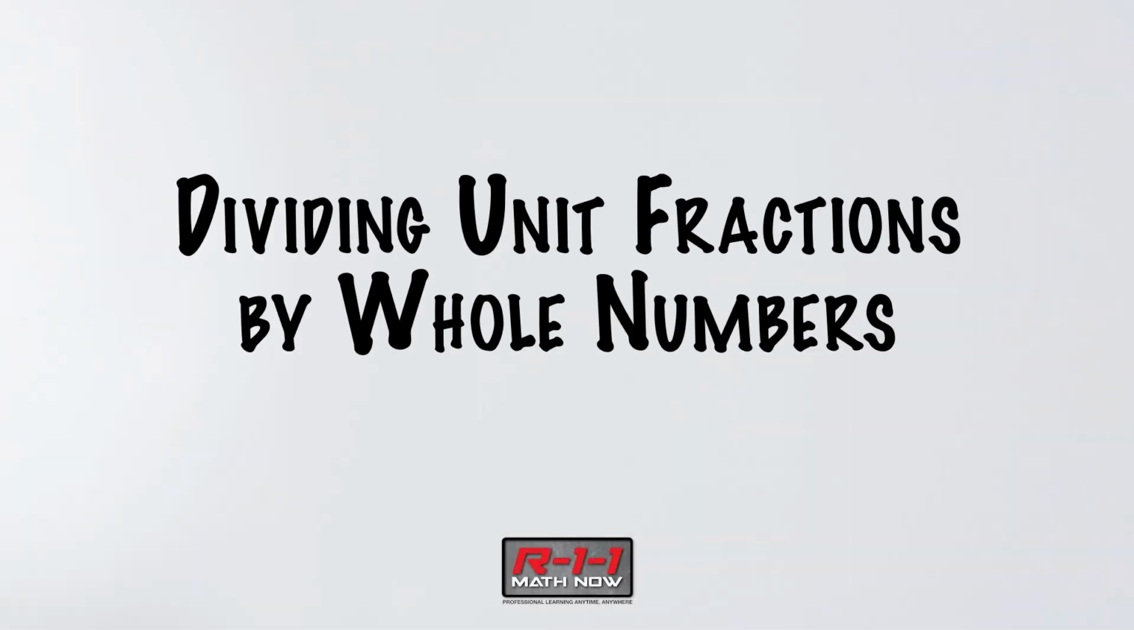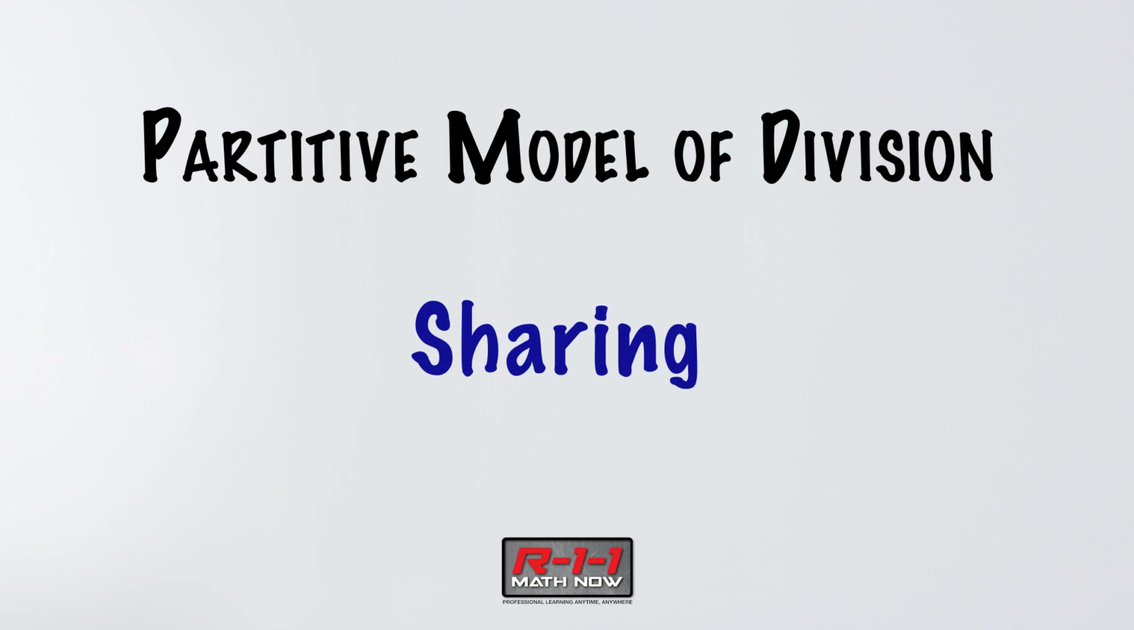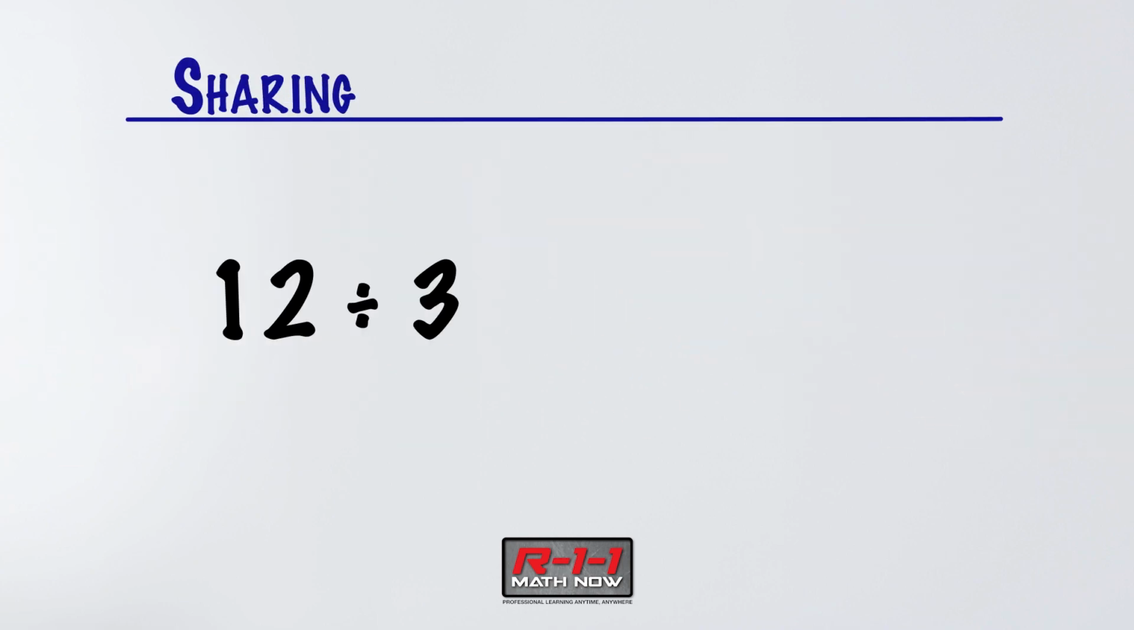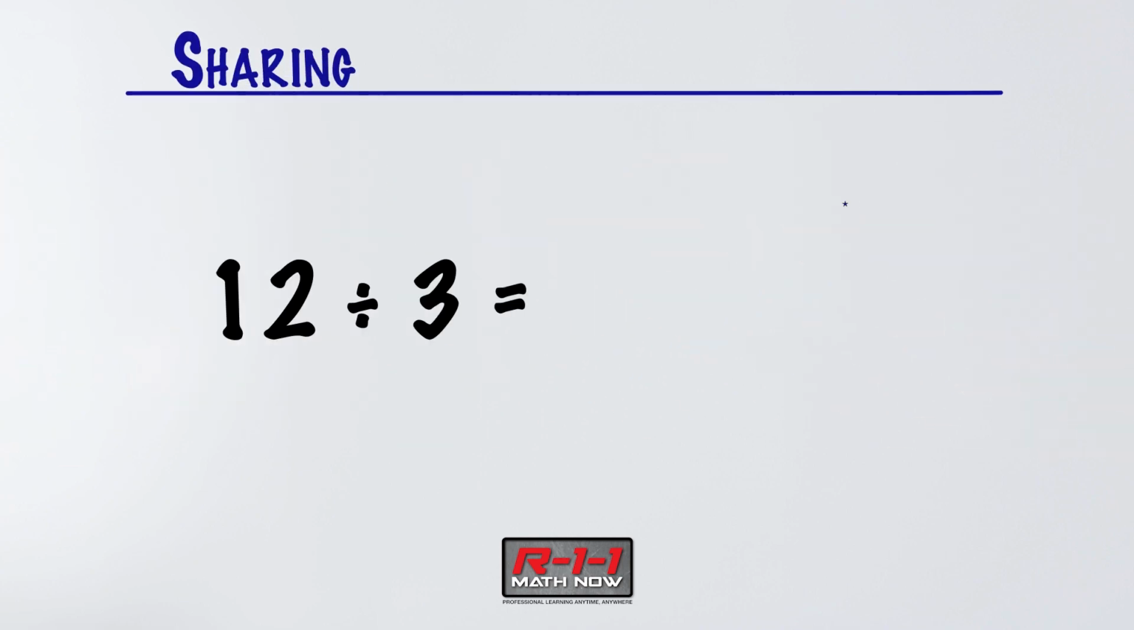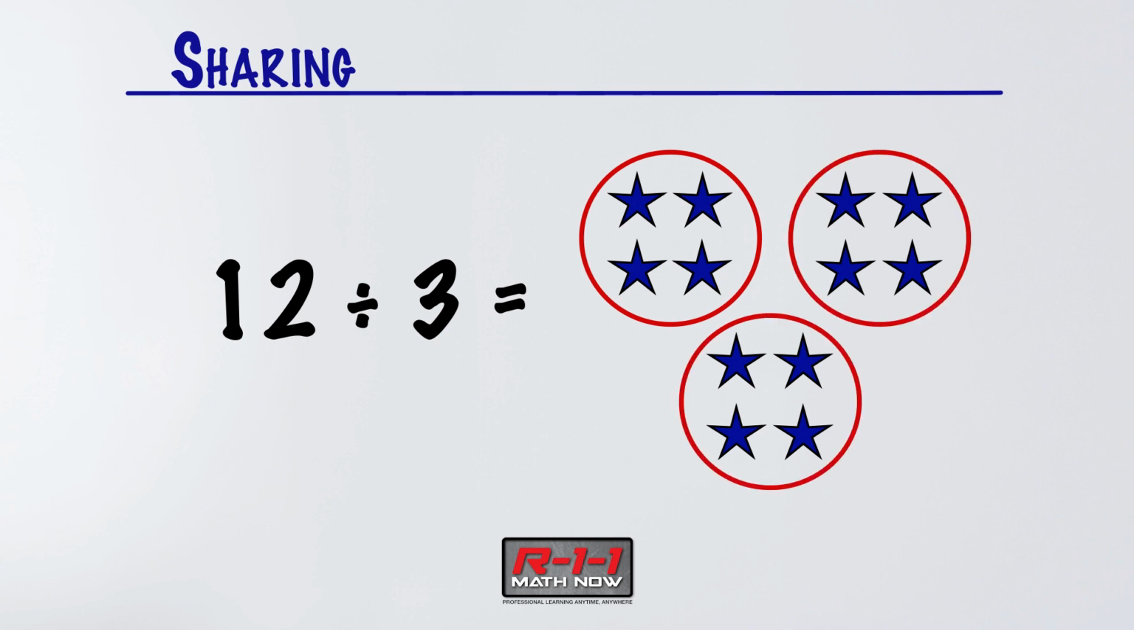This video is on dividing a unit fraction by a whole number. To understand how this works, we need to think about the partitive model of division, or sharing. Here's an example. If I have this problem 12 divided by 3, I can think of it as sharing 12 among 3 people. Just see my equal groups here. I have 3 equal groups. That means that each person has 4, or each group has 4.